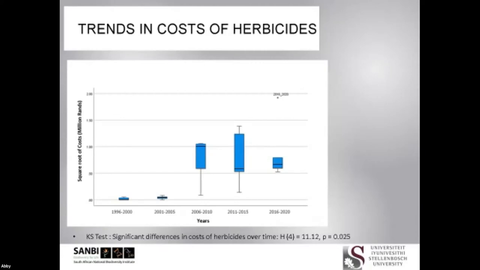Again, the cost of herbicides were transformed with the square roots for visualization of the low values. And the same trend is observed again, where the costs were the lowest between 96 and 2005. And those costs were significantly different from the subsequent 15 years. The data shows that the highest costs that were incurred for herbicide usage were those between 2006 and 2010, with the median of about 1 million rands. And then after, the cost declined and remained more or less the same at above half a million.